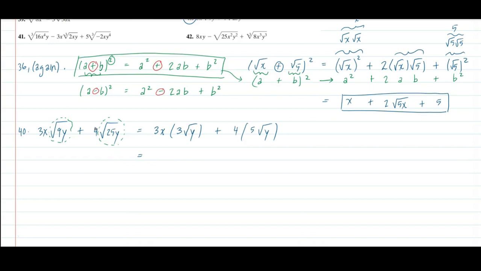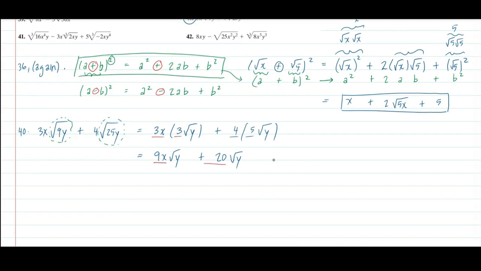Well, here's what we're looking like. We've got 3x, oops, sorry, the 3x is multiplied to the 3, so you end up with 9x root y added to 4 times 5, which is 20, so 20 root y. Now, as much as we're happy that we actually have radicals, the root and the radicand looking exactly the same, the problem is you can't actually add 9x and 20, can you now? 9x and 20 are unlike terms.